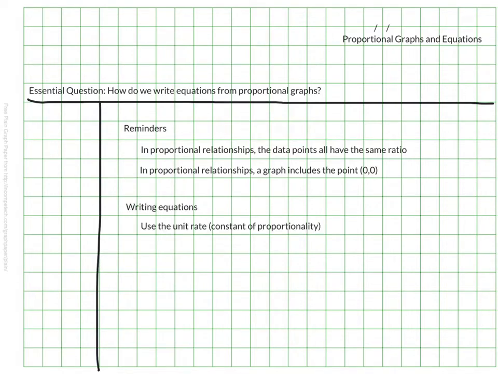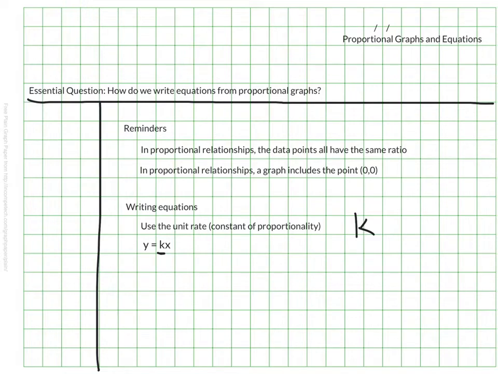In addition, when we are writing equations based off proportional graphs, we need to look for the unit rate, and that is sometimes called the constant of proportionality, and that is indicated with the letter K, which is German, an abbreviation for the German word constant that starts with a K. And in the equation writing form, that K becomes our coefficient in our equation. So those are a couple reminders.